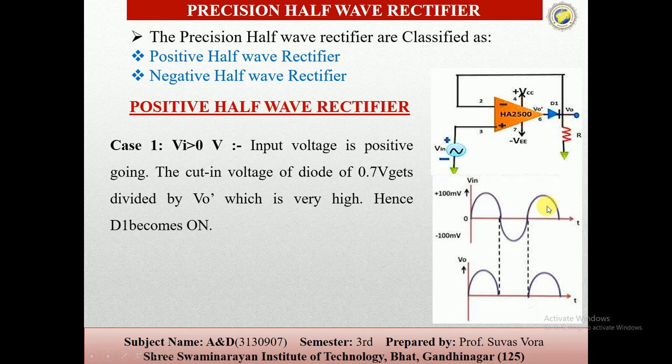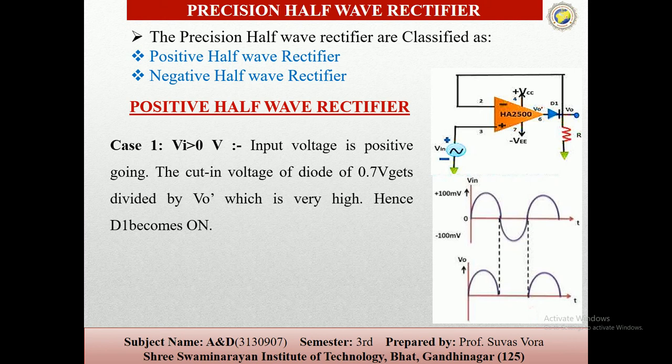So consider the input voltage is positive going, and due to the high open loop gain of the op-amp it produces a high voltage here, the V0 dash. So the cut-in voltage of the diode is 0.7 volt, which is divided by V0 dash, which is very high, and hence the device becomes on.